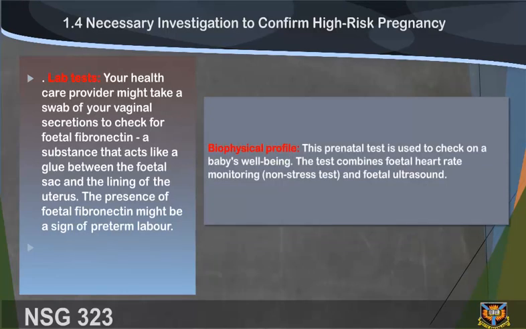Lab tests. Your healthcare provider might take a swab of your vaginal secretions to check for fetal fibronectin, a substance that acts like a glue between the fetal sac and the lining of the uterus. The presence of fetal fibronectin might be a sign of preterm labor. Biophysical profile. This prenatal test is used to check on a baby's well-being. The test combines fetal heart rate monitoring, non-stress test, and fetal ultrasound.